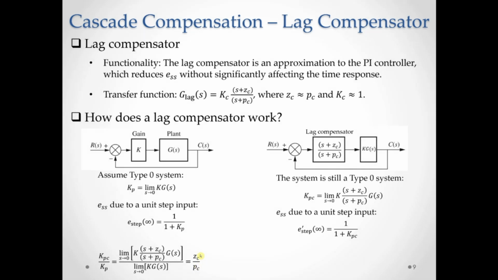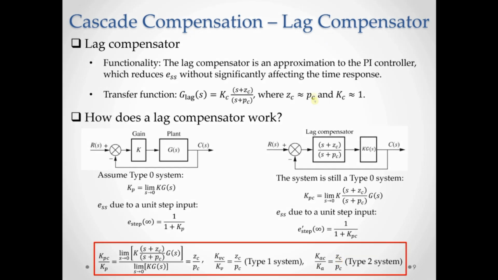This indicates that in order to reduce the steady-state error by introducing a lag compensator, we need to make zc greater than pc. If you go through the same process for a type 1 or a type 2 system, you will have very similar results. For a type 1 system, the ratio of the velocity constant after compensation to that before compensation is equal to the zc to pc ratio. And for a type 2 system, the ratio of the acceleration constant after compensation to that before compensation is equal to the same zero-pole ratio.